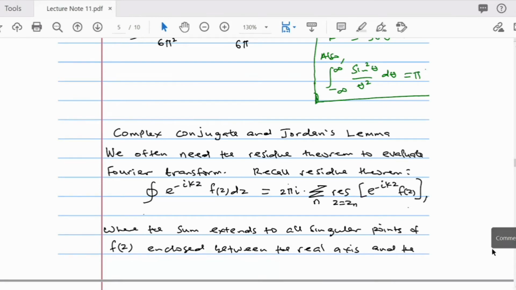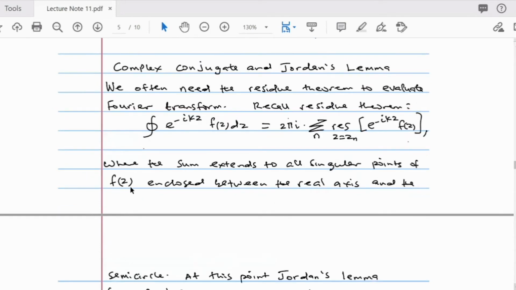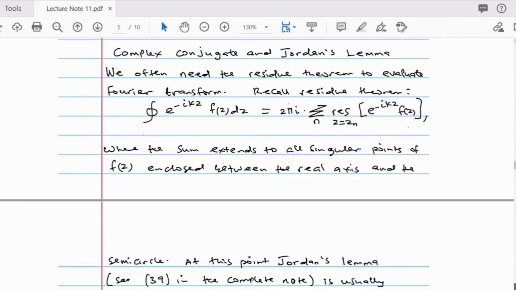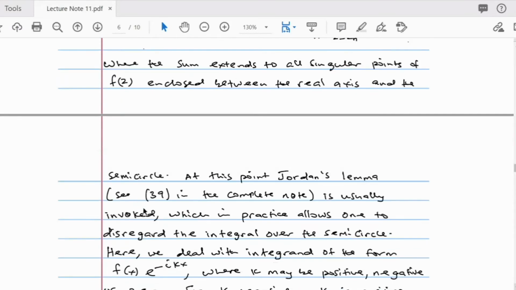As I've said, you're taking the sum over all the singular points of f(z) that are in the upper half plane. Okay. So at this point, for Jordan's lemma, you can look at page 39 of the typed note. I make a reference to it. At this point, Jordan's lemma is usually invoked, which in practice allows one to disregard the integral over the semicircle. So you can take away the integral over the semicircle.